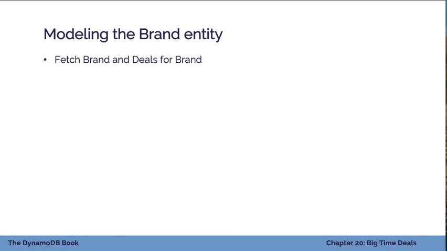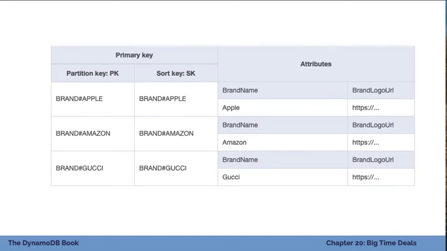And the first access pattern we're going to have with that brand is fetch the brand and the deals for the brand. Now, as we already mentioned, we're not putting the brand in each of those truncated timestamp partitions, so we can just put the brand separately. So we'll just do a very generic pattern for the brand where we'll do brand hash and then the brand name for both the partition key and the sort key.